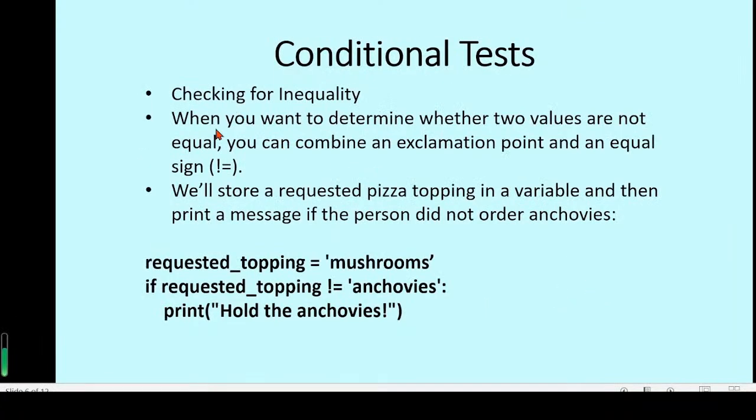Checking for inequality. When you want to determine whether two values are not equal, you can combine an exclamation point and an equal sign. So this means not equal. We will store a requested pizza topping in a variable and then print a message if the person did not order anchovies. So requested topping is mushroom. If requested topping not equal to anchovies, then we'll print hold the anchovies.